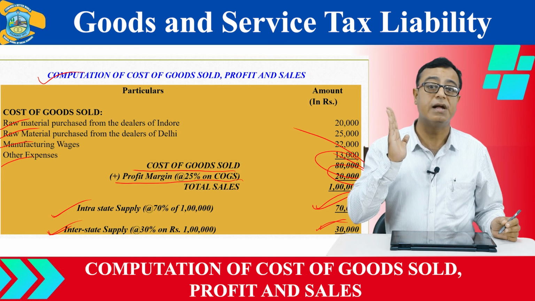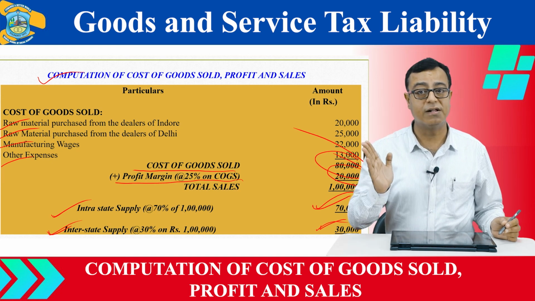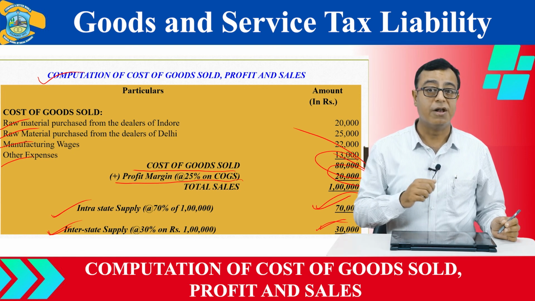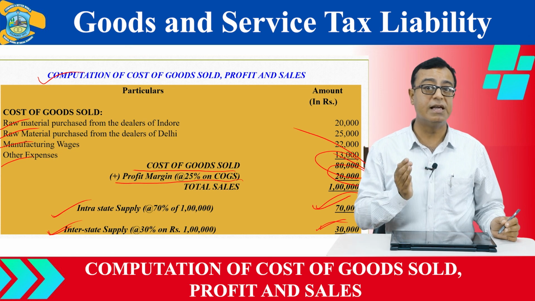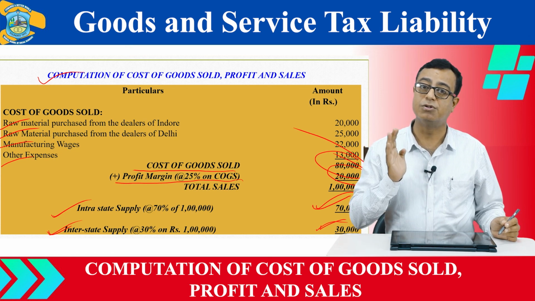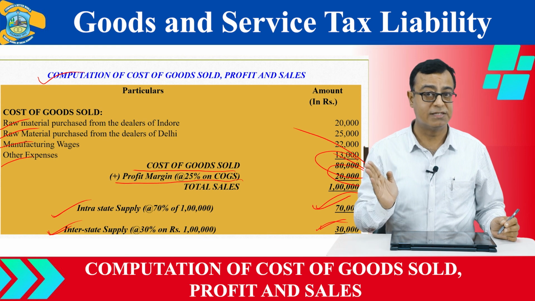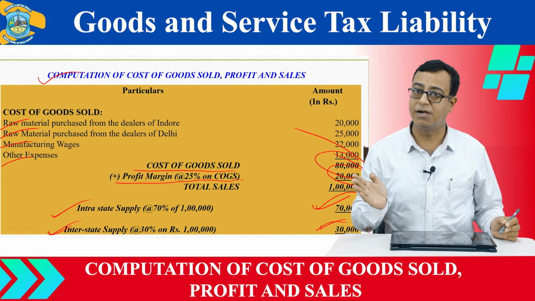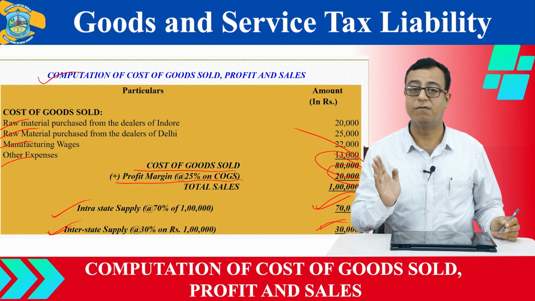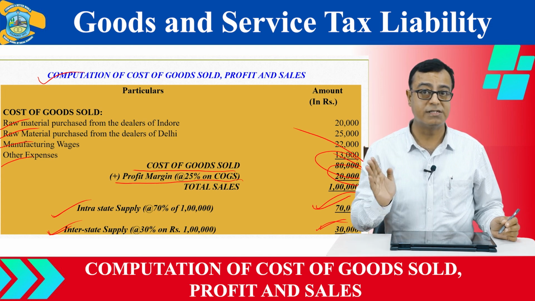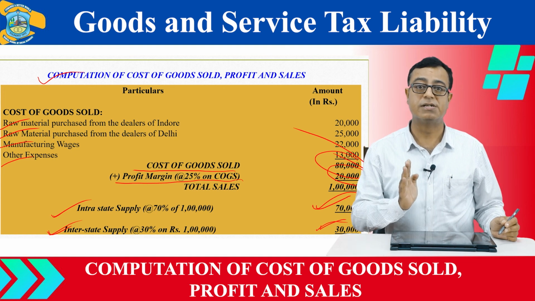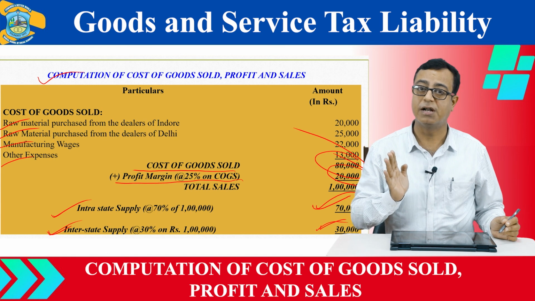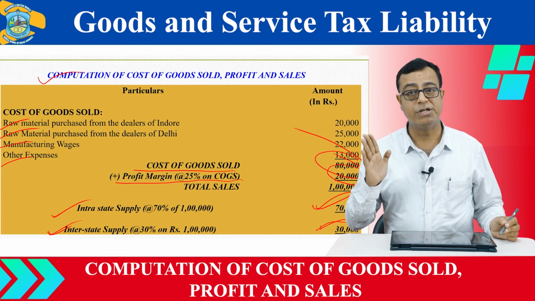70,000 is intra-state sell and 30,000 is inter-state sell, inter-state output supply. Now we can easily calculate the net GST liability because we have clear-cut amounts of sells, both intra and inter. Inter-state sell is 30,000 and intra-state sell is 70,000. Let's calculate, as the final step of this question, the net GST liability of this particular bicycle manufacturer for the month of March 2022.